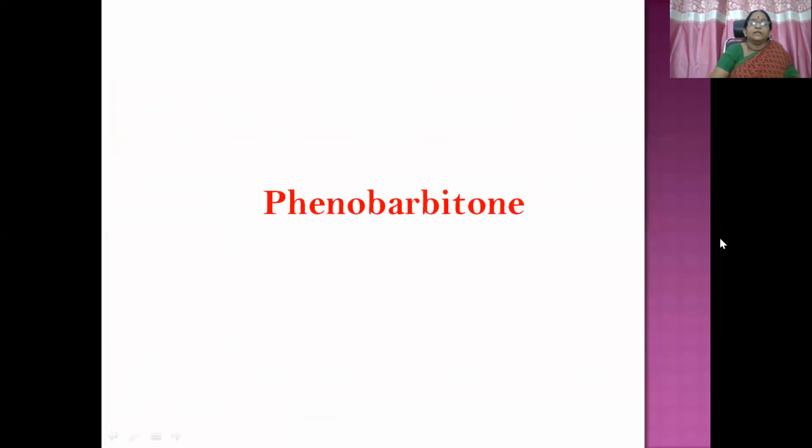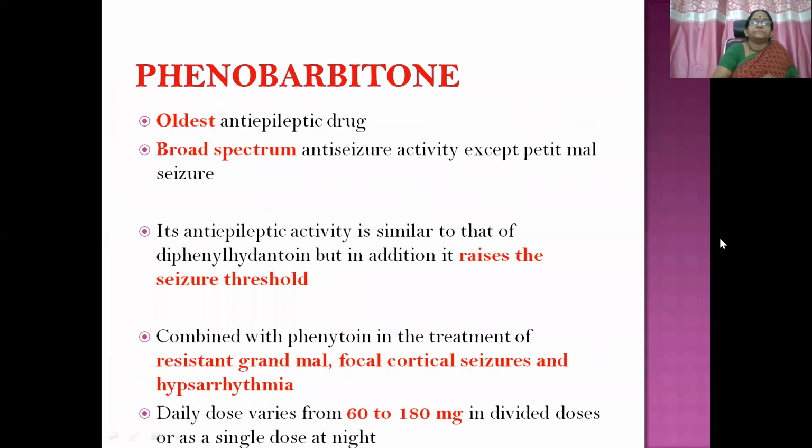Okay. Then coming to phenobarbital. Oldest anti-epileptic drug, with broad spectrum anti-seizure activity except petit mal. So both phenytoin as well as phenobarbital are contraindicated for petit mal epilepsy. Anti-epileptic activity is similar to that of diphenylhydantoin, but in addition it raises the seizure threshold. Combined with phenytoin in the treatment of resistant grand mal epilepsy, focal cortical seizures, and hip arrhythmia. Dose is 60 to 180 mg in divided doses.